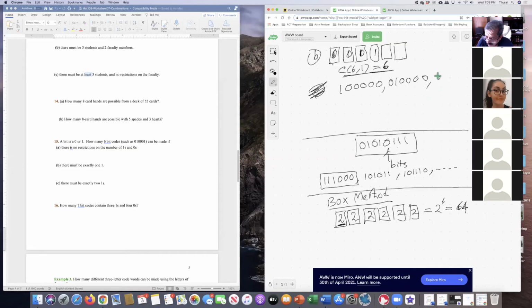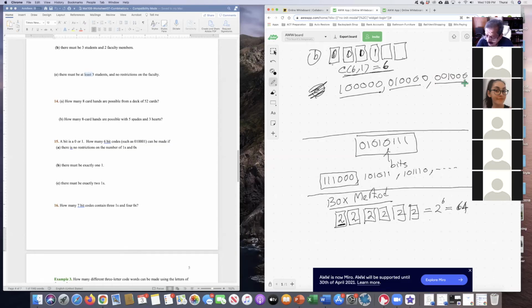Okay. 0, 0, 1. So if I have only 1 to place, if I place that 1 in the first box, I get this. If I place that 1 in the second box, I get this. If I place 1 in the third box, I get this. So how many? There are 6 ways, right? There are 6 ways to place the 1. Yes. So that's why there are 6 codes.